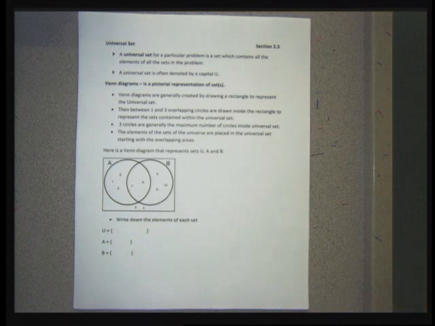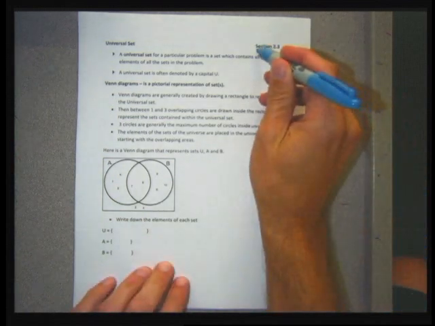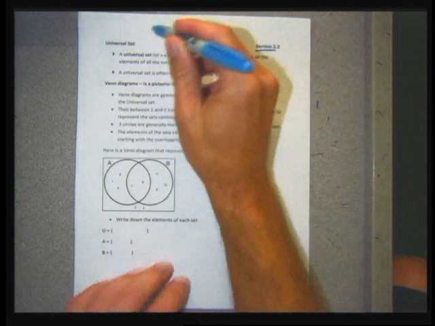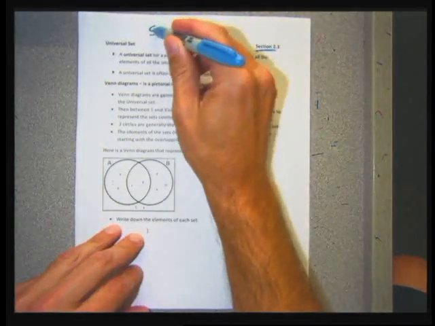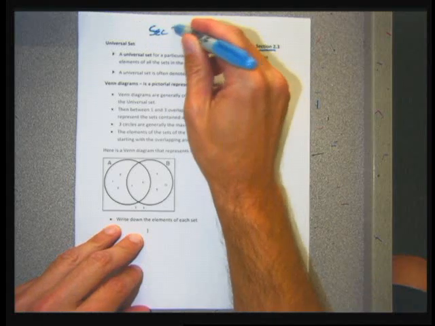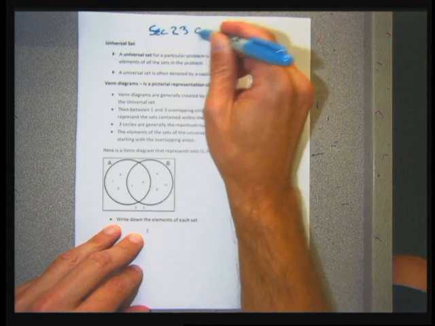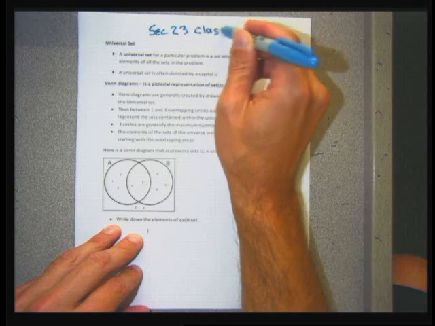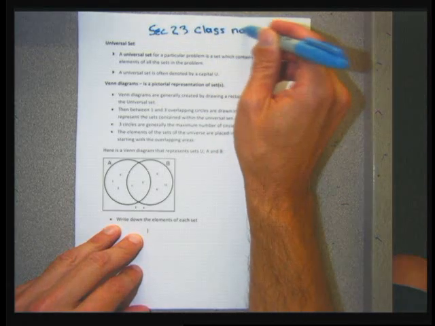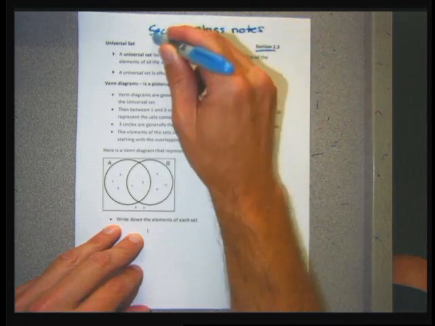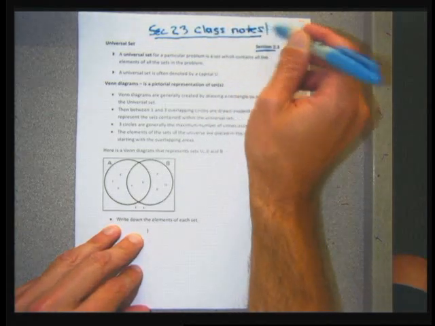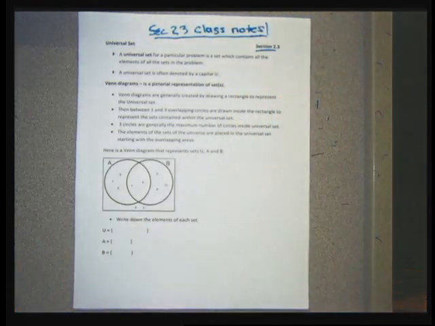So this handout or this page that's sitting in front of me is available on my web page. Somewhere on my web page, towards the bottom, there's probably a link that says section 2.3 class notes. And if you print that out, it'll make it easier and have you do less writing to go through this video.